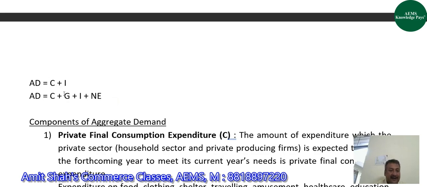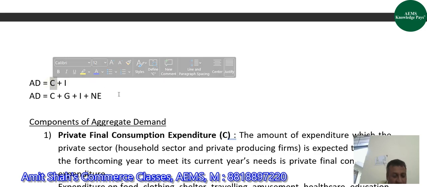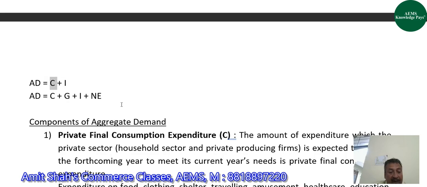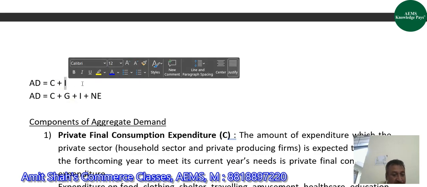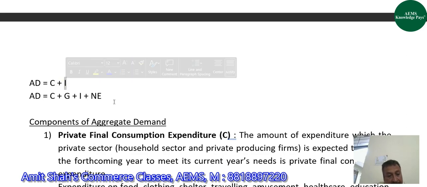When we represent AD as the sum total of C and I, it means C is consumption expenditure on consumption goods and services produced by an economy, by the whole world, whether it is the private sector of that country, the government sector of that country, or the rest of the world. When we take I as the second component of AD, it means it is investment expenditure in the concerned economy. Am I clear, guys, or not?